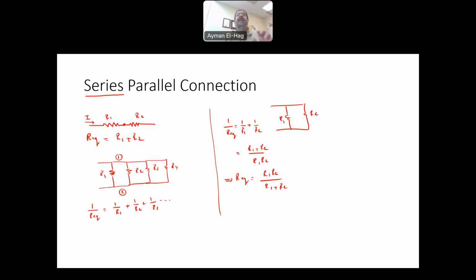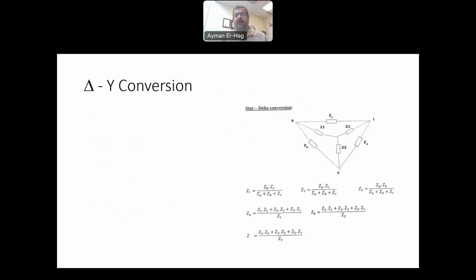But sometimes, and in that question, after I did a scan of around 20 exams, it is always neither in series nor in parallel, but they are connected in something called Y connection or delta connection. And you cannot identify any resistors in the circuit as either in parallel or in series. And this will lead us to the second important topic, which is the delta Y conversion.